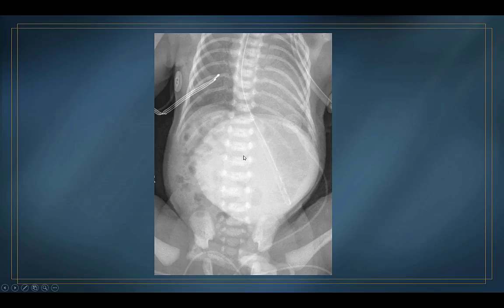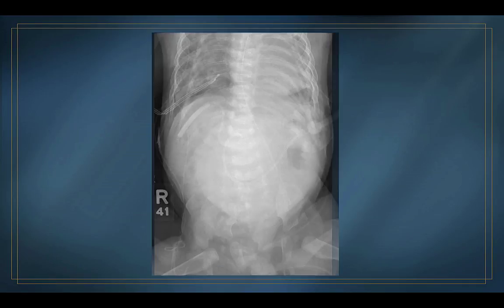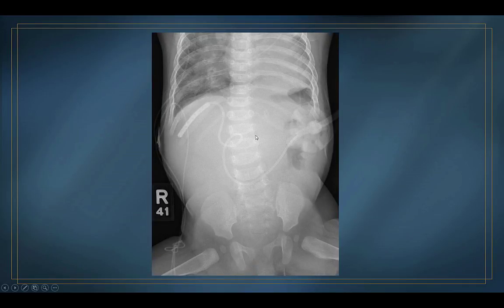Omphaloceles are allowed to have air wherever they want once they're closed. And just to make that point even more, not only does bowel and liver get to go wherever it wants to go when they close the omphalocele, the duodenum will migrate.